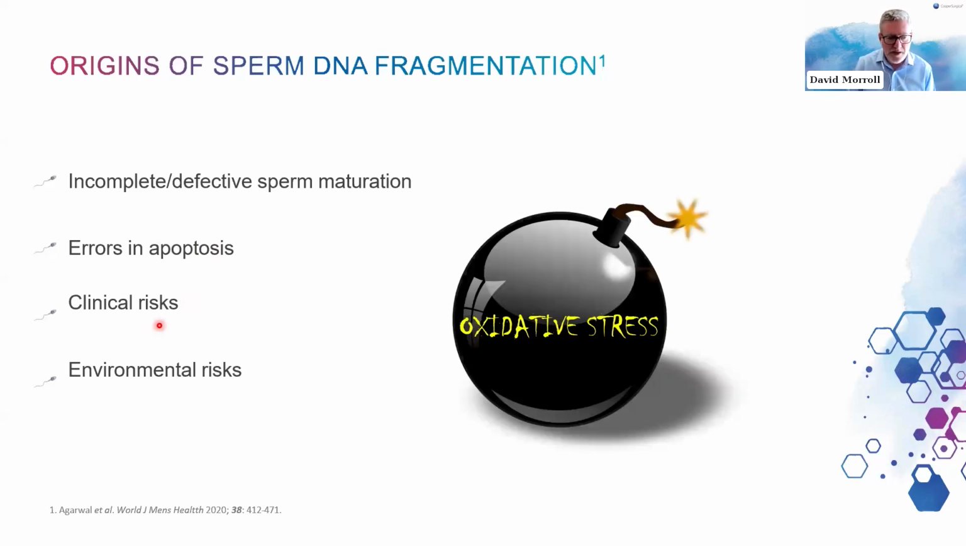As I'm sure you're all aware, one of the key factors that we need to keep in mind when we're talking about sperm DNA fragmentation is the exposure to oxidative stress. This is a mechanism whereby the DNA in the sperm nucleus can be impacted by oxygen-free radicals, reactive oxygen species that cause breaks in the genetic material.